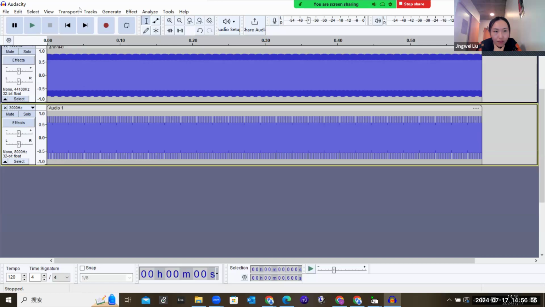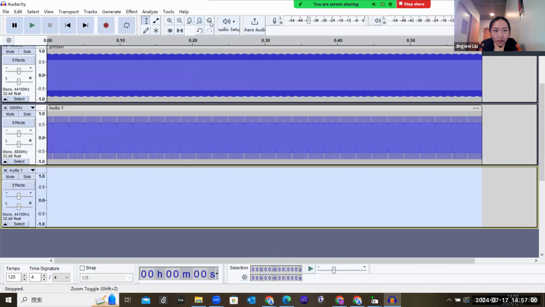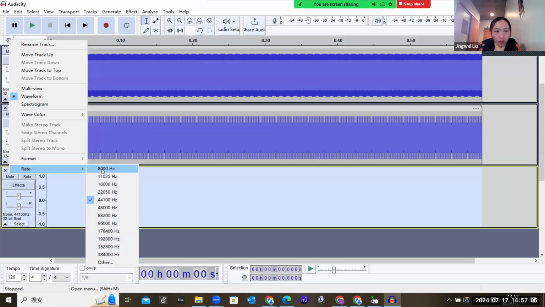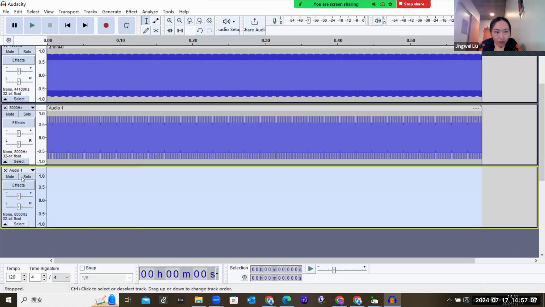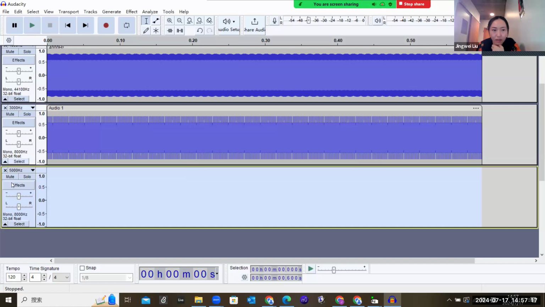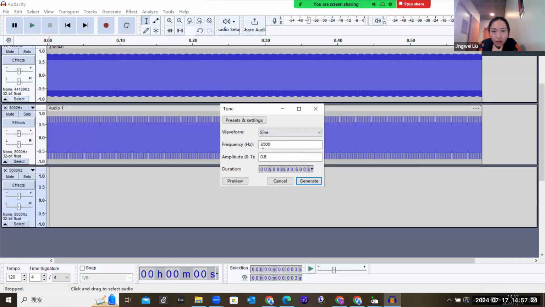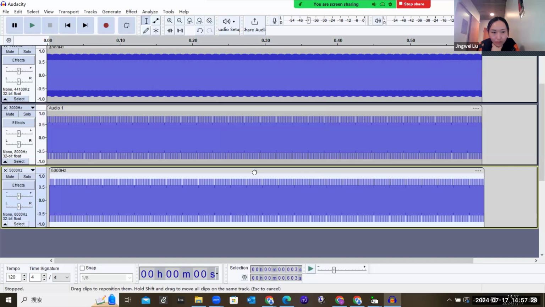Okay, then let me generate a new track. Add new mono track, and again let me change the rate to 8,000. Okay, so you can see here is 8,000. But here I want to generate a 5,000 hertz tune. Let me generate a tune of 5,000 hertz. Generate. Okay.